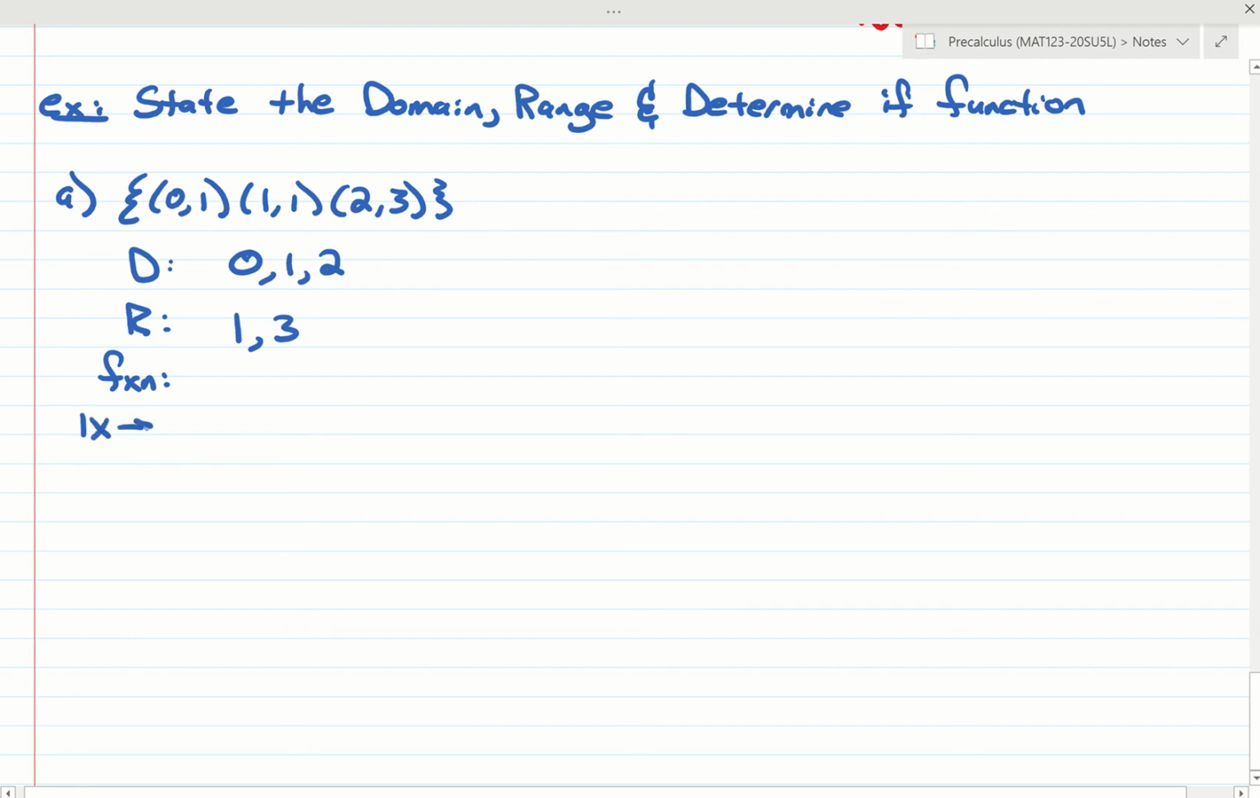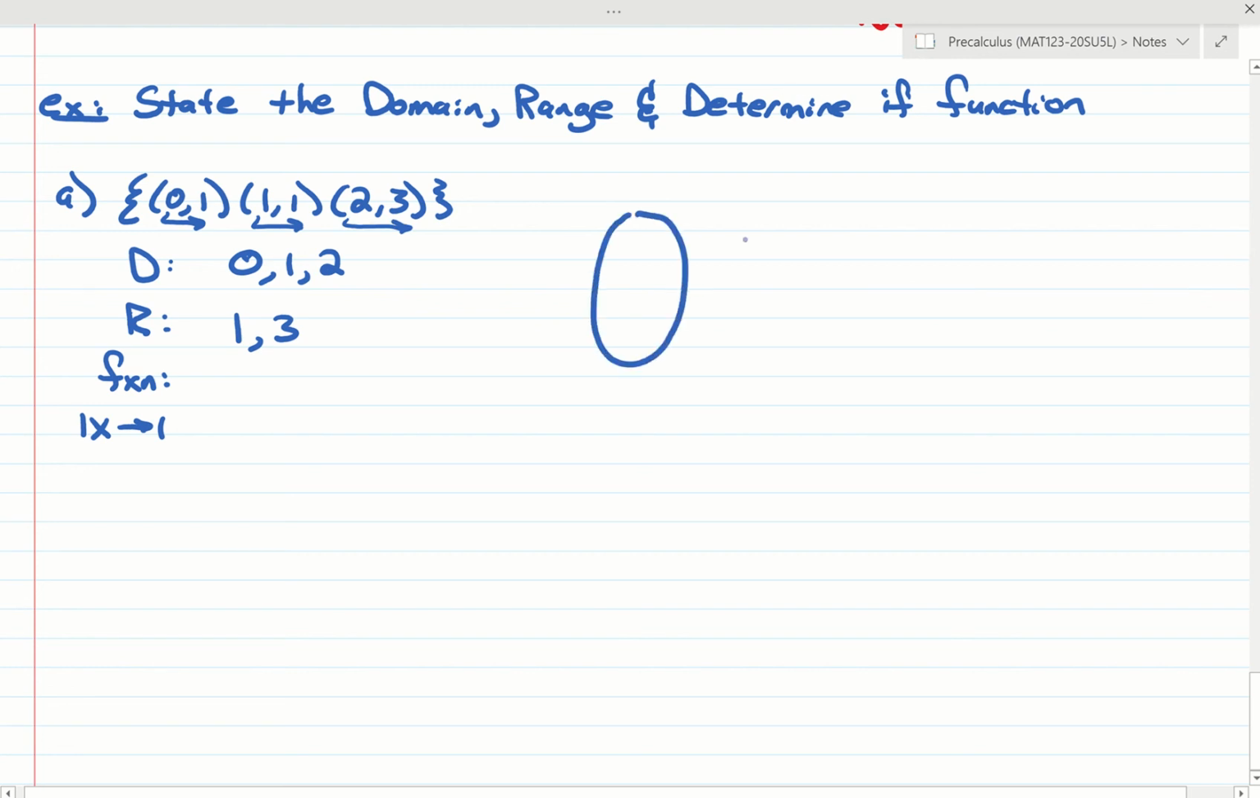And is this a function? Does every x value only go to one y value? So does 0 only go to 1? Yeah. Does 1 only go to 1? Yeah. Does 2 only go to 3? Yeah. The y value could repeat. The x value is not allowed to repeat.